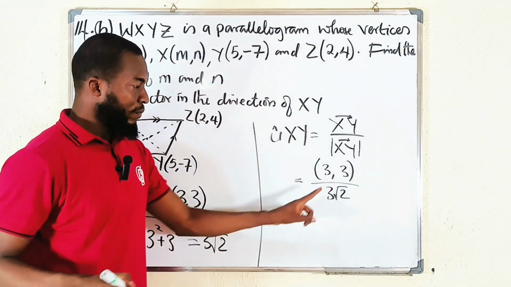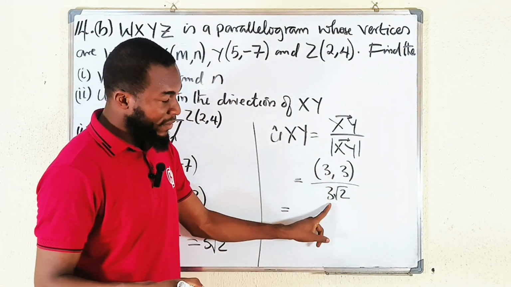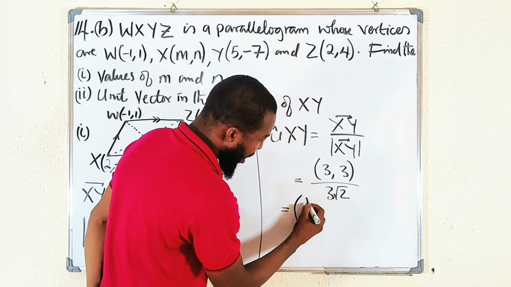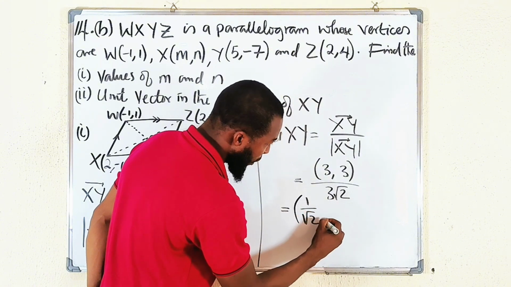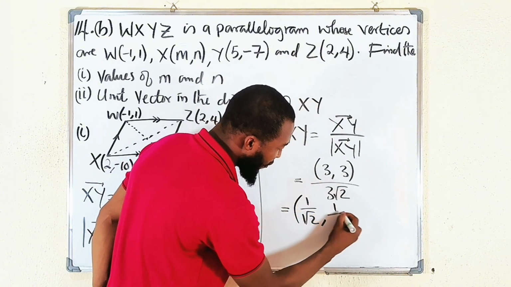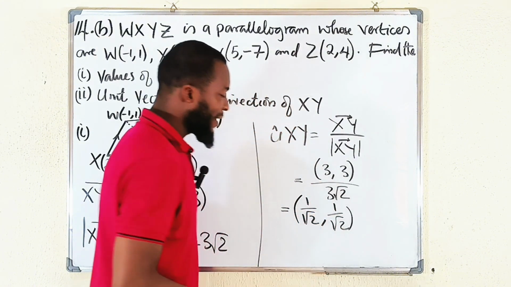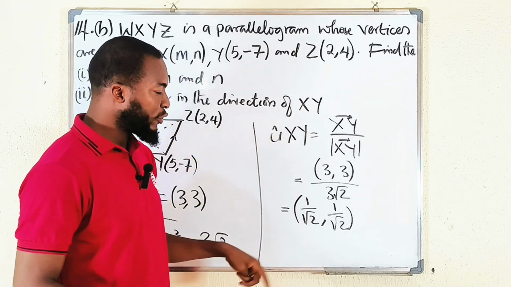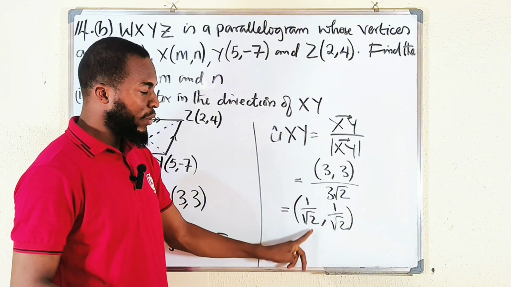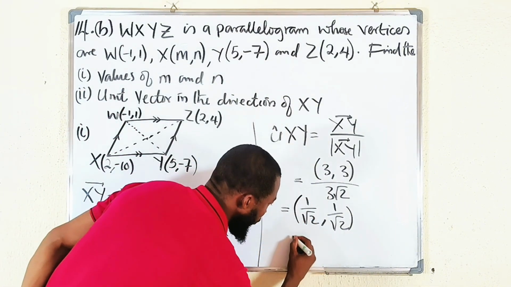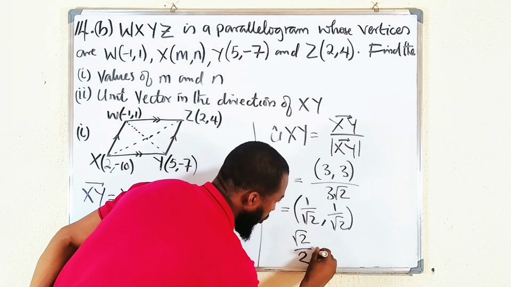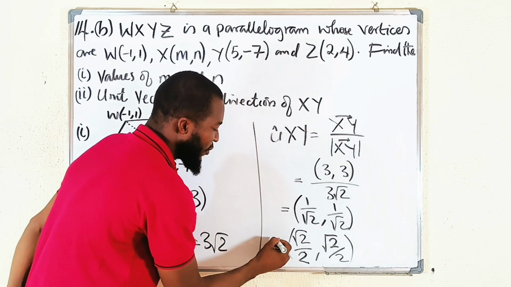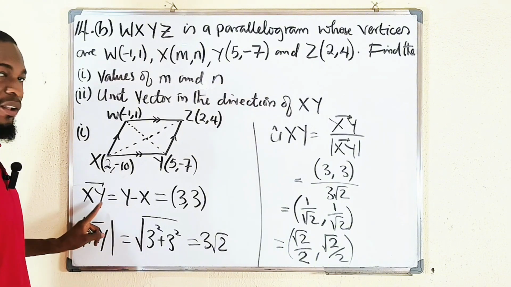This is equal to 3 will cancel 3 because we are going to distribute, remember. 3 will cancel 3. We have 1 over root 2, comma. The same thing here, 1 over root 2. But you know in mathematics, this is not standard. Let's rationalize it. If you multiply the top and the bottom by root 2, it is going to be root 2 over 2. So root 2 over 2, comma, root 2 over 2. This is the unit vector in the direction of XY.